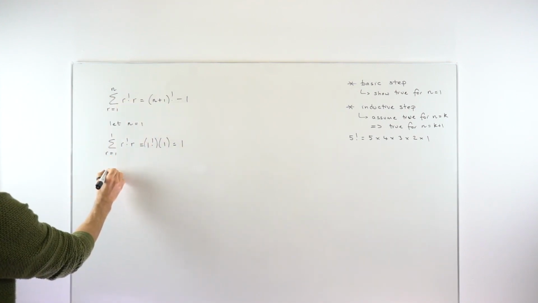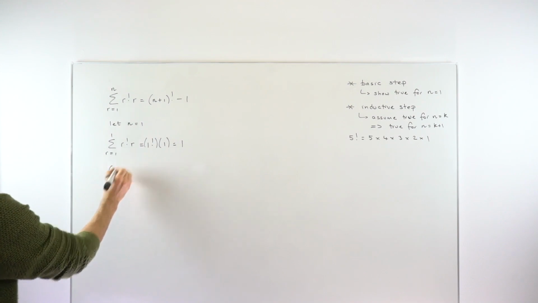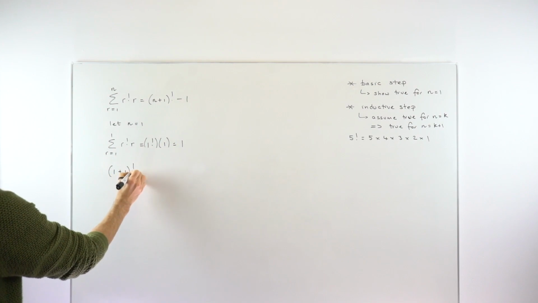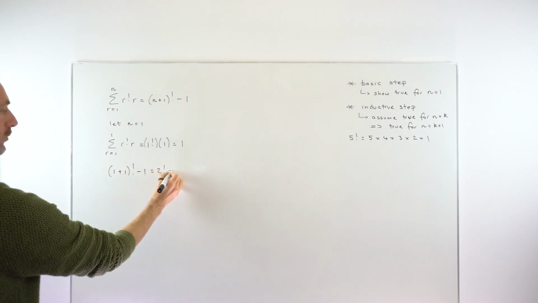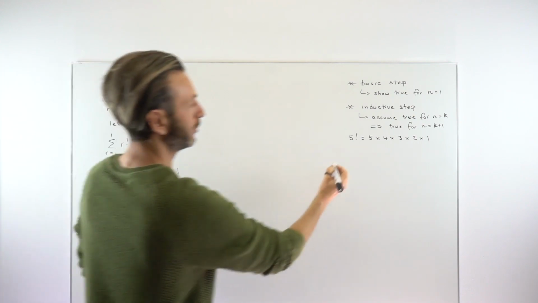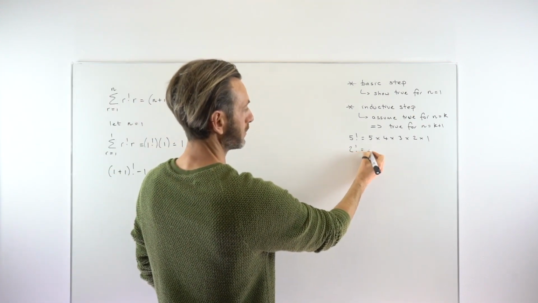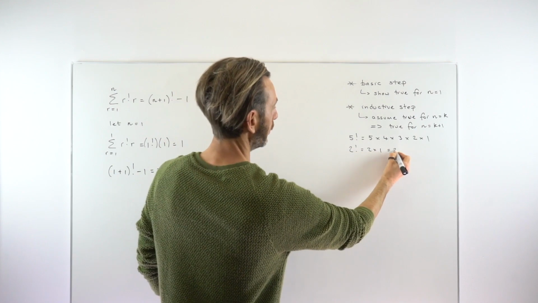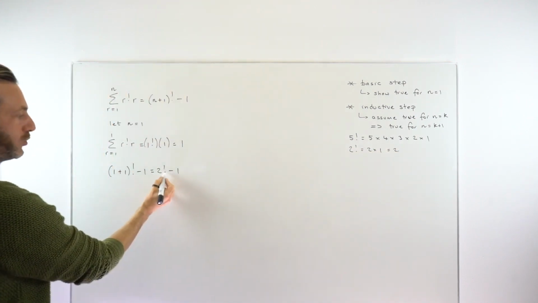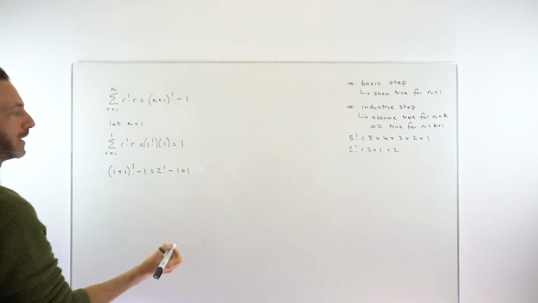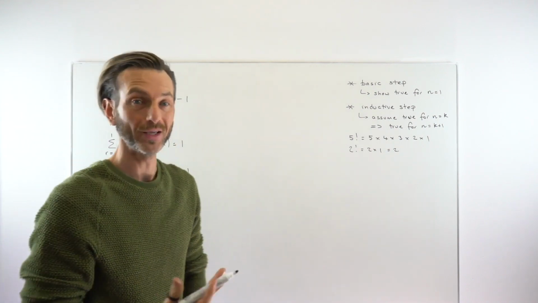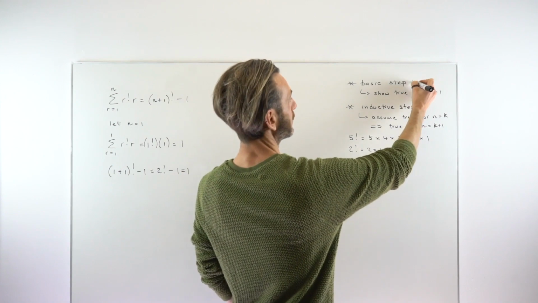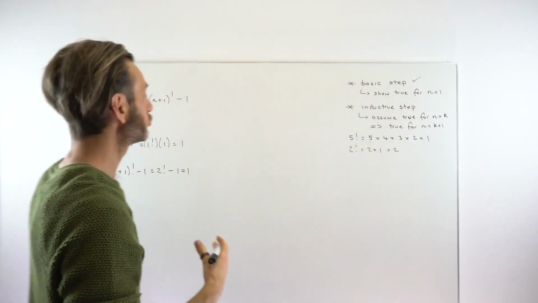So the right-hand side is when n is 1, we're going to get 1 plus 1 factorial. So 1 plus 1 factorial minus 1. 1 plus 1 obviously is 2, so that's 2 factorial minus 1. 2 factorial is just 2 times 1, which equals just 2. So that's just 2 minus 1, which is 1. So these are equal, so that completes basically the first part, the basic step. So we've shown that for the first case, this result is indeed true.